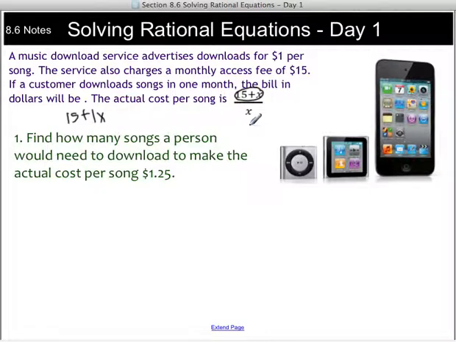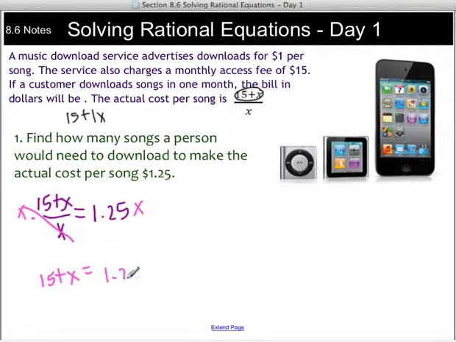Example 1 asks, how many songs would a person need to download to make the actual cost per song be $1.25? So we take this equation and set it equal to $1.25. I would have 15 plus x over x equals 1.25. To solve this one, I will multiply both sides by x. Those will cancel, so I have 15 plus x is equal to 1.25x.